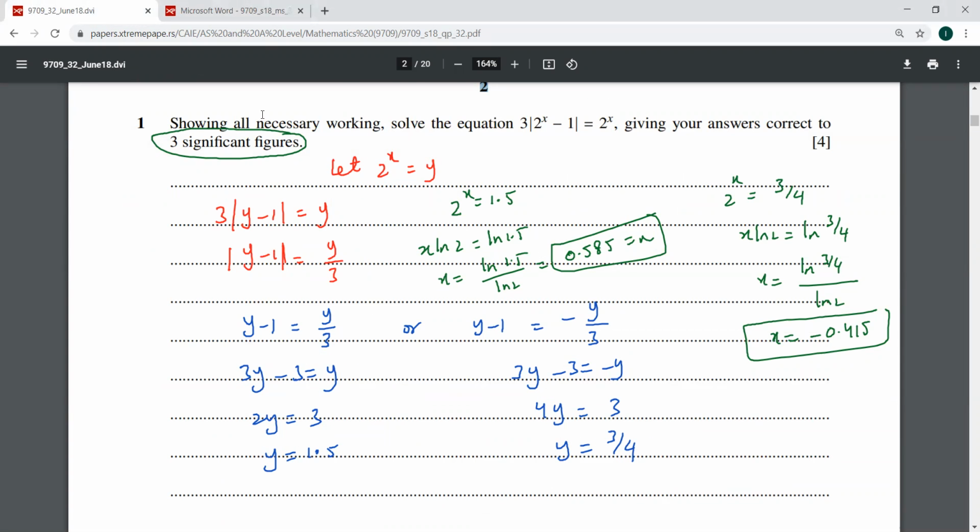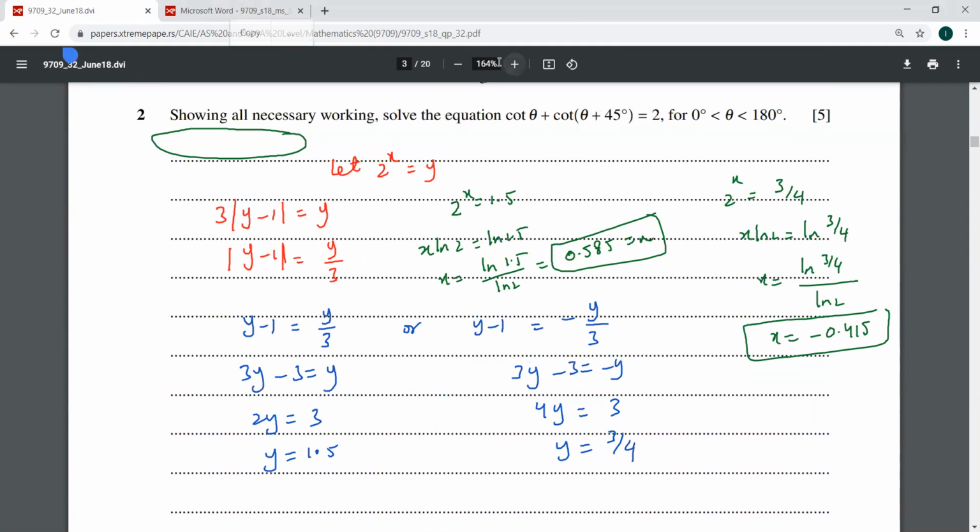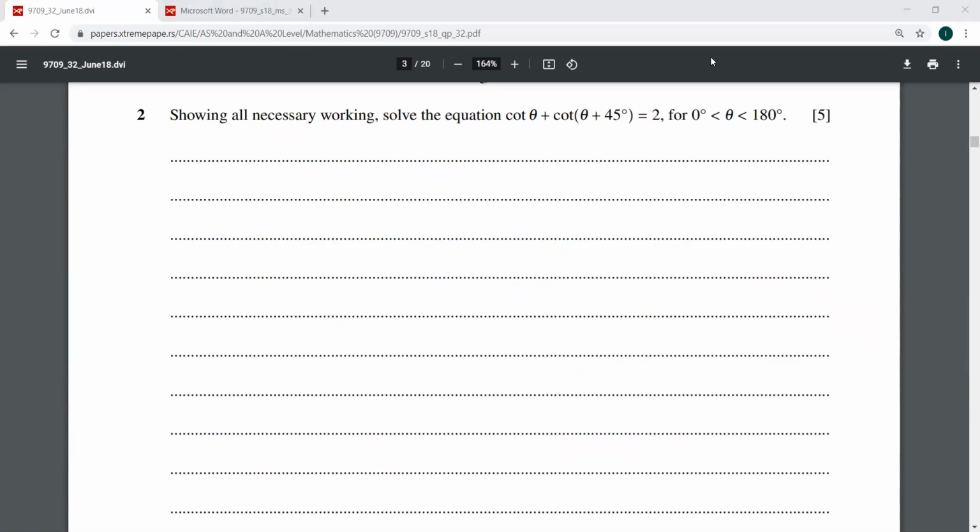This is the second question here. Okay, it says, showing all necessary working, solve the equation this equal to 2. So this is going to test your ability, your skills on the double angle formulas here. So let's write that formula. We don't have a formula for the cotangent, but we have a formula for the tan.